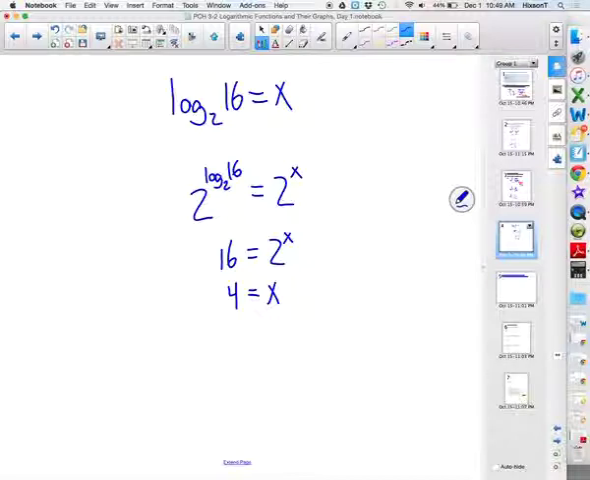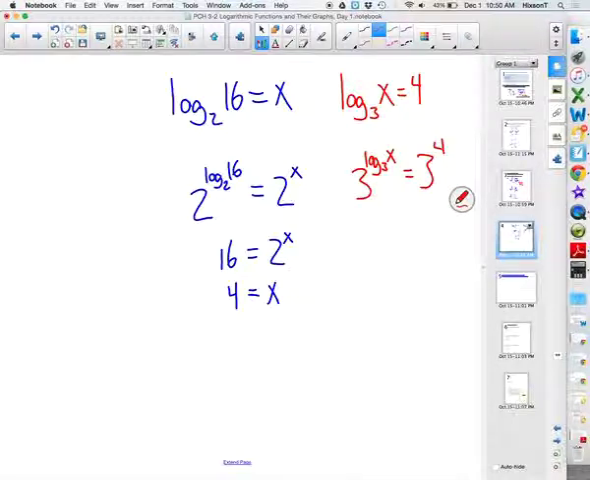You can also do this if you have one where the x is inside the log. Let's say we've got log base 3 of x equals 4. The inverse of a log base 3 is what? 3 to the 4th power, an exponential of the base 3. We take both sides and make those the exponent of 3. That will undo the logarithm, leaving us with just an x. And now we have 3 to the 4th, and that's 81.